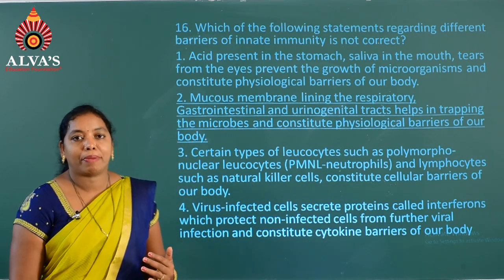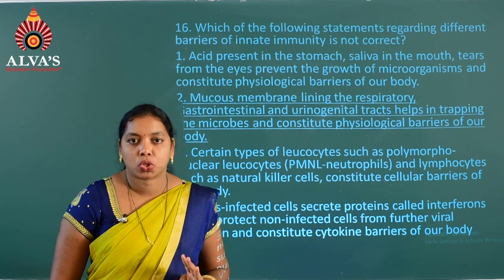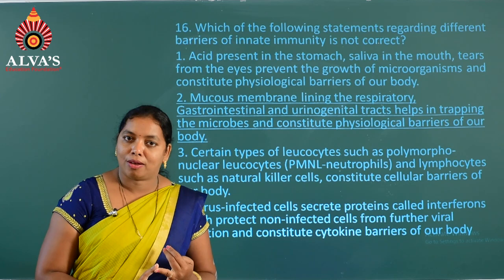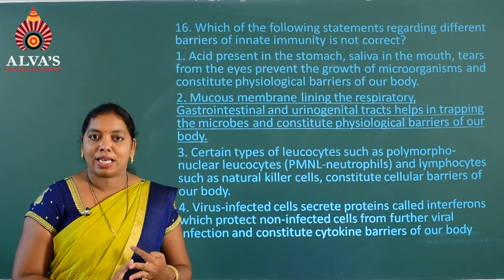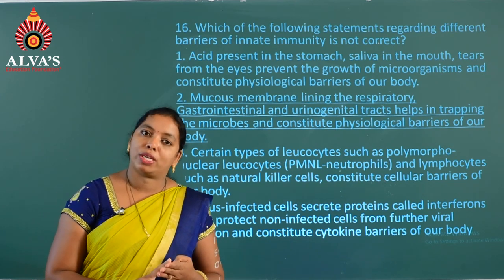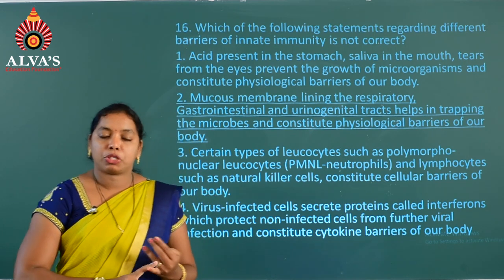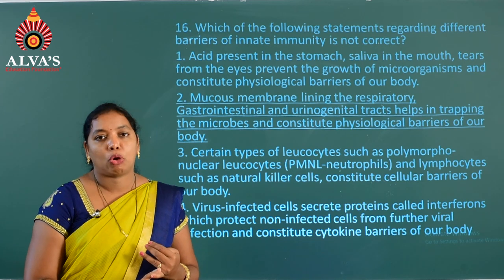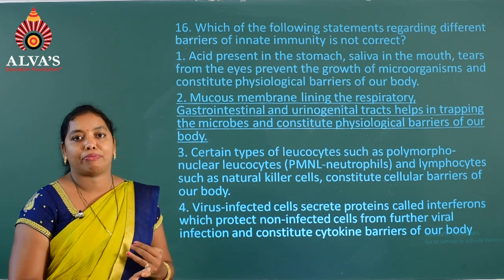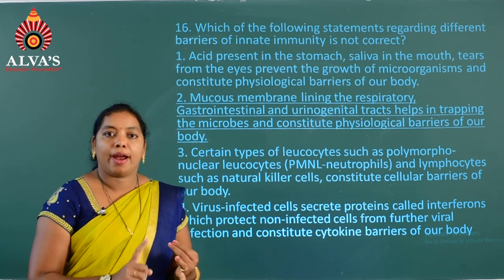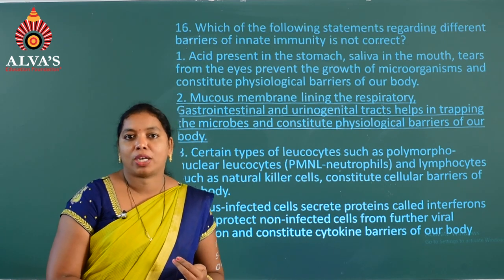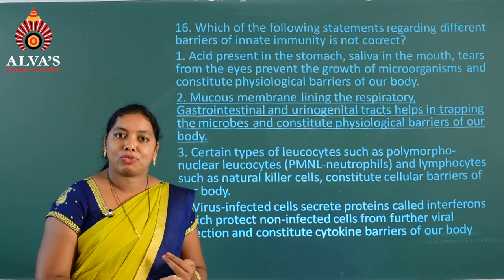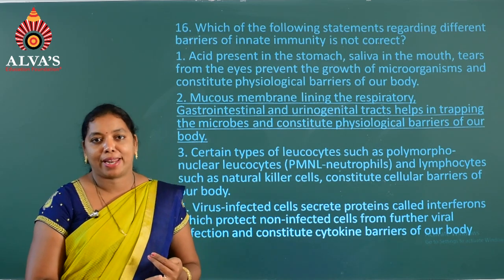It functions based on 4 different types of barriers. The first one is called the physical barrier, the second is the physiological barrier, the third is the cellular barrier, and the fourth is the cytokine barrier. For the physical barrier, we can give the example of the skin, which is the first line of defense. Also the mucous membrane in the urinogenital region or the GI tract acts like a physical barrier.